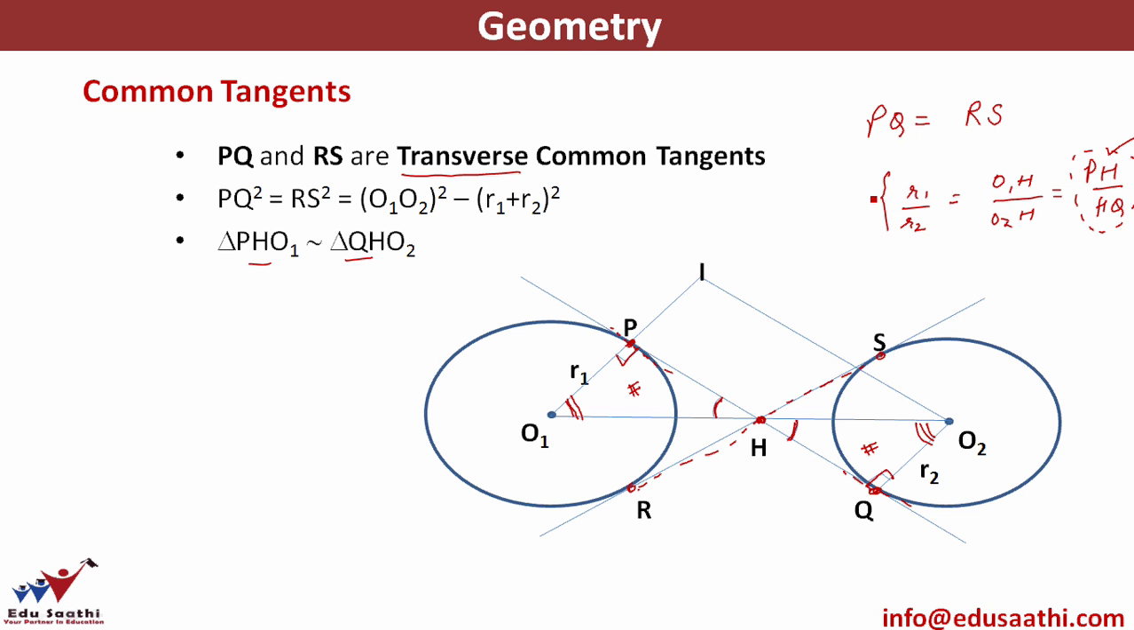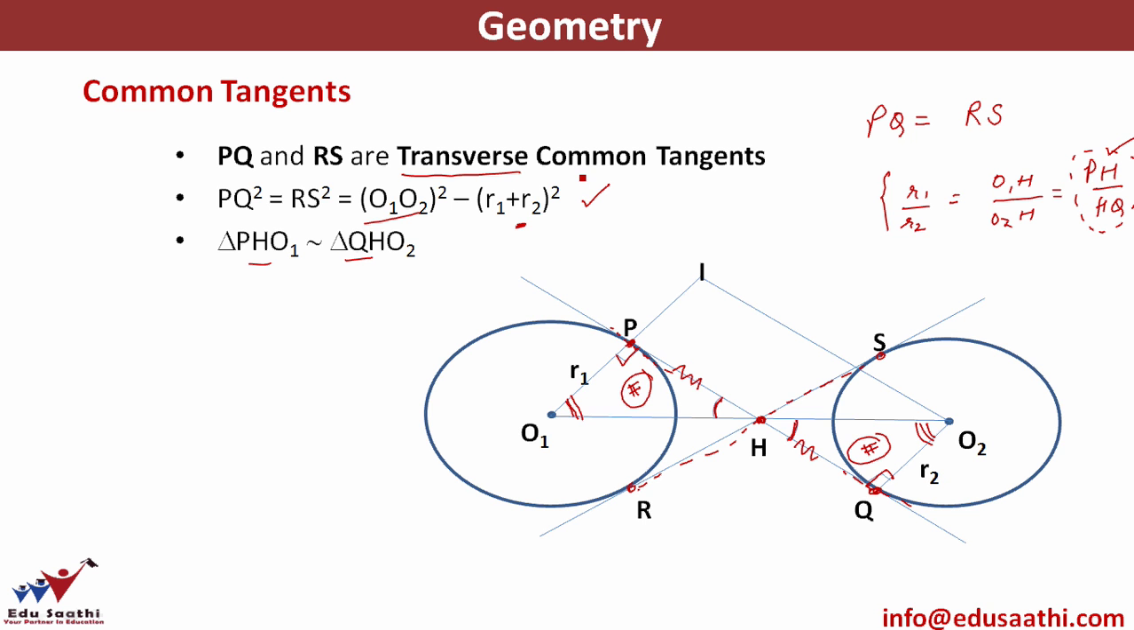So once I understand this, I will apply Pythagoras in this triangle, find out the length of PH. I'll apply Pythagoras here, I'll find out the length of HQ, add them to get to PQ. Or I can apply the direct formula, which is the distance between their centers, square of that, minus. Now instead of using R1 minus R2, which was the case in the first case, I would do R1 plus R2 whole square.